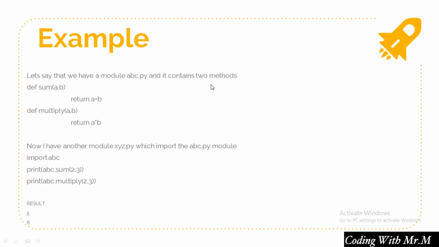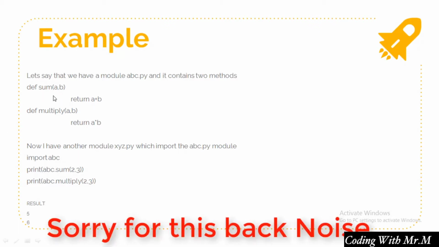So now let's say that we have a module abc.py and it contains two methods. Assume that this is a module and we named it abc.py and it contains two methods, sum and multiply. Now I have another module xyz.py which imports the abc.py module. So basically we are importing the abc module that we have created right here, and then with this module name that we have imported, we are calling the sum and multiply functions that we have defined here, and then these functions are returning the result right here.